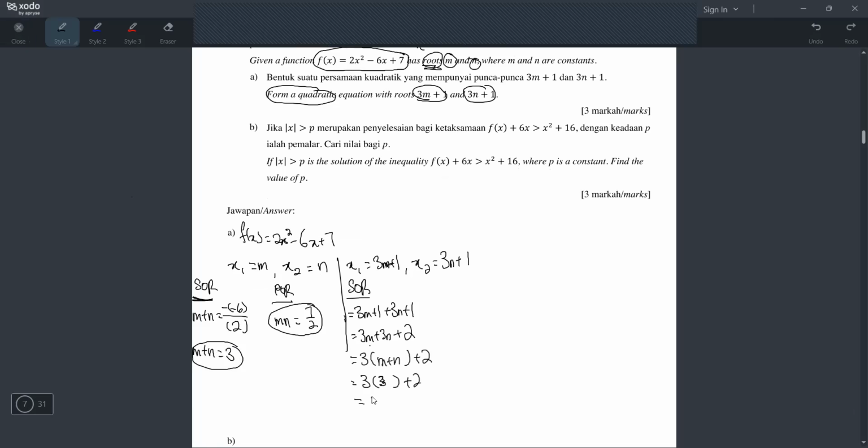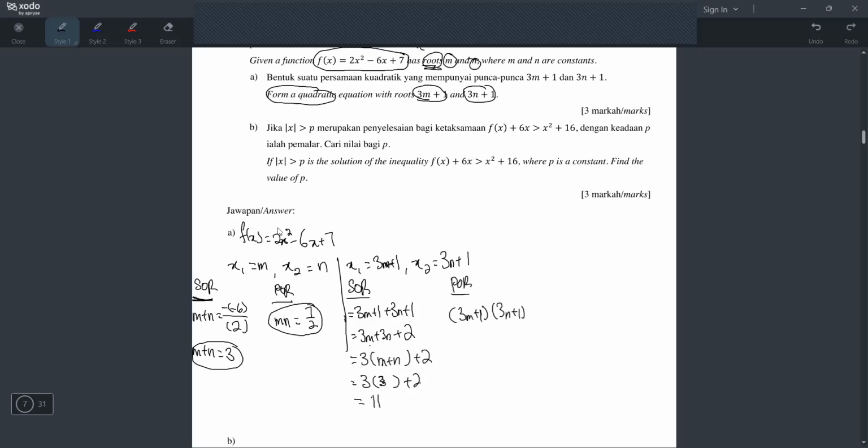So now you will get 3 times 3 is 9, 9 plus 2 is 11. Yeah. And then the POR will be x1 times x2 equals c over a, which is 3n plus 1 times 3n plus 1. Again, don't have to write the c over a.